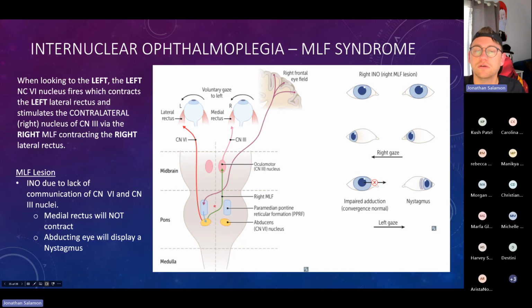So again, if you damage the right MLF, what happens is you send a signal to the left abducens nucleus, which causes your left eye to abduct. But then because the MLF is destroyed, the cranial nerve 3 nucleus never gets the memo. It does not tell your lateral rectus to contract. It does not tell your right eye to adduct. The right eye is looking straight ahead. The left eye is looking off to the side. Now the left eye is ticking back, ticking back, ticking back.